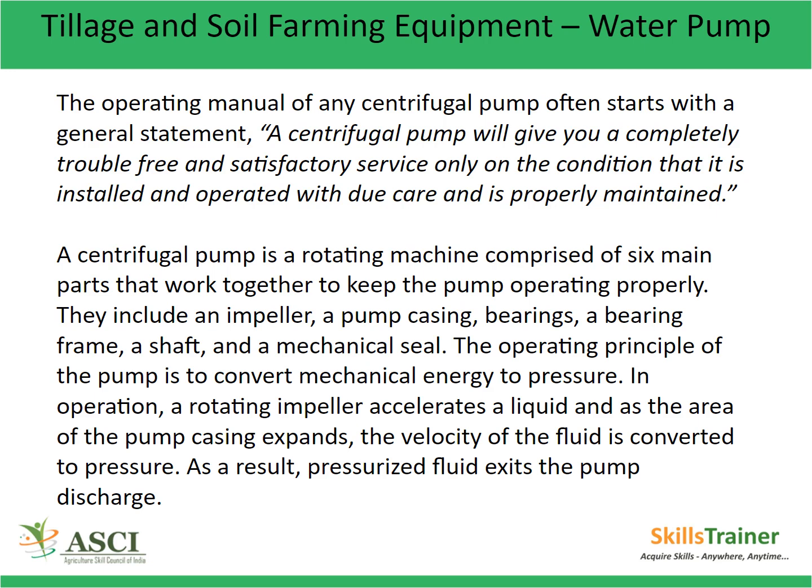A centrifugal pump is a rotating machine comprised of six main parts that work together to keep the pump operating properly. They include an impeller, a pump casing, bearings, a bearing frame, a shaft, and a mechanical seal. The operating principle of the pump is to convert mechanical energy to pressure. In operation, a rotating impeller accelerates a liquid, and as the area of the pump casing expands, the velocity of the fluid is converted to pressure. As a result, pressurized fluid exits the pump discharge.